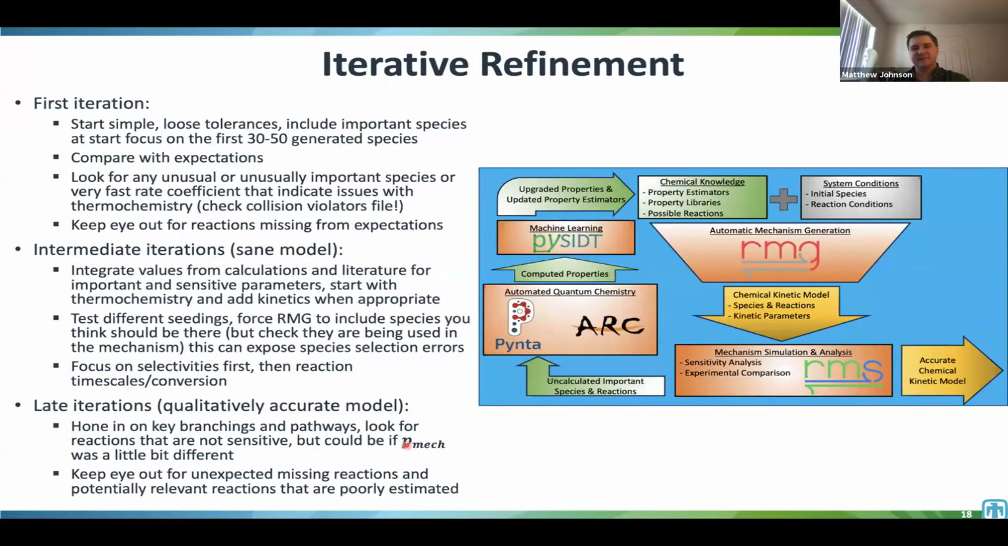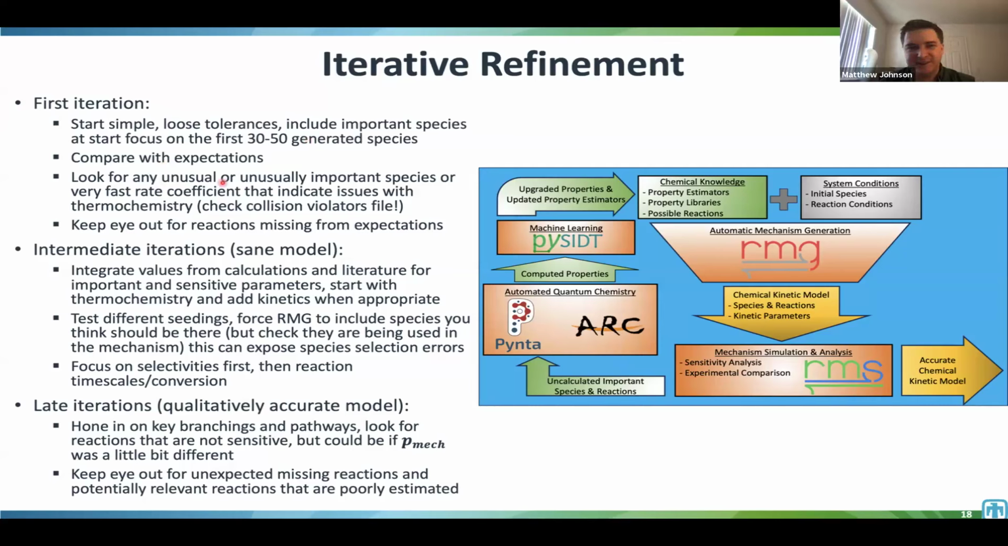So now that we've talked about all the different error sources, we should walk through what this whole iterative refinement process looks like, how to go about it, and what you should be thinking about at different times. In the first iteration, it doesn't need to be perfect. You want to start simple, start with loose tolerances, make sure you include the important species in the input file or as seeds at the start, and focus on the first 30 to 50 generated species to make sure RMG is generating reasonable things that match your expectations.